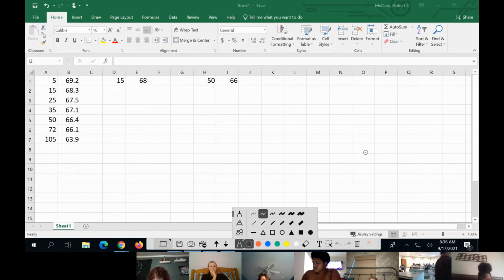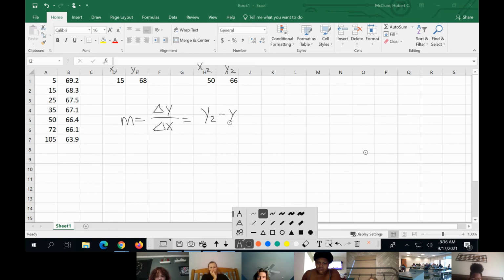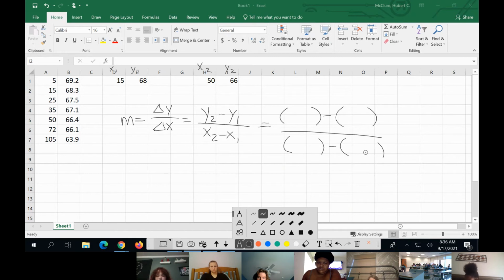Now you know we read from left to right. So this is x sub 1, this is y sub 1, this is x sub 2, this is y sub 2. Slope is equal to delta y over delta x, which is the change in y over the change in x, which is parentheses minus parentheses over parentheses minus parentheses.